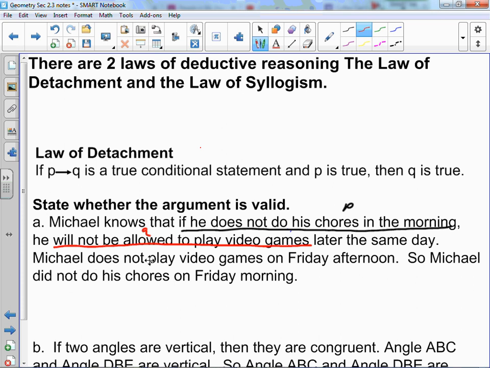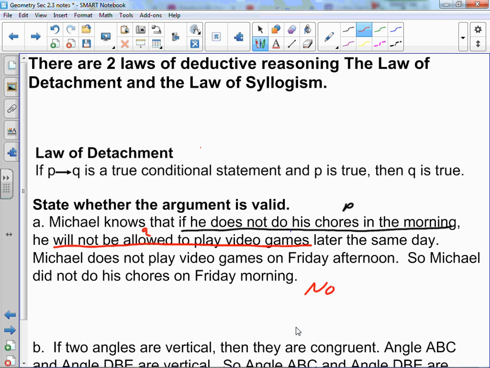So just because he doesn't play video games, it never told us that he didn't do his chores. So we can't go in reverse and say he didn't play video games, so he didn't do his chores. It was Friday afternoon. He may have had a football game, or may have been going out on a date, or may have just went home and taken a nap. Who knows? Could have been any reason why he didn't play video games other than the fact that he didn't do chores. So we cannot reason that he did not do his chores there. So no would be the answer there.